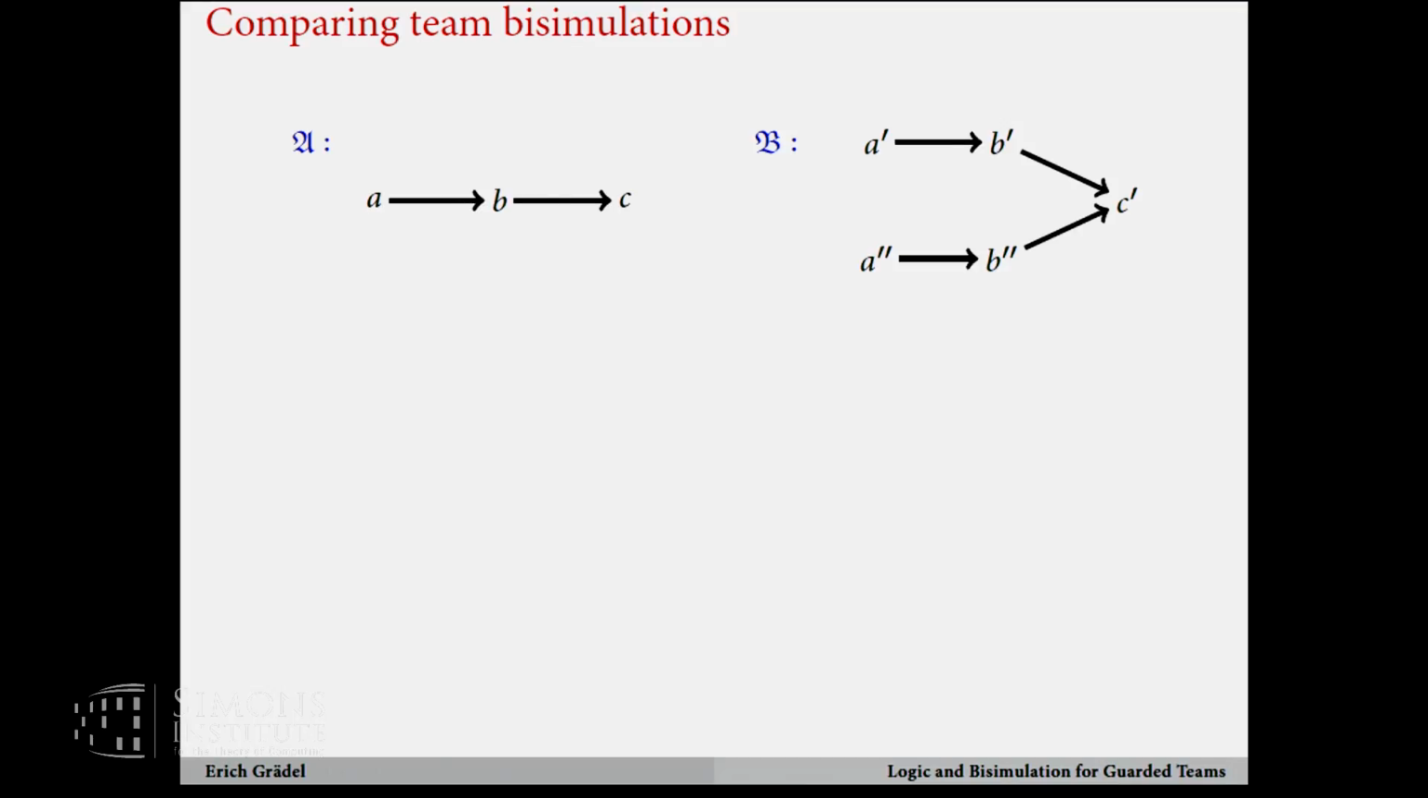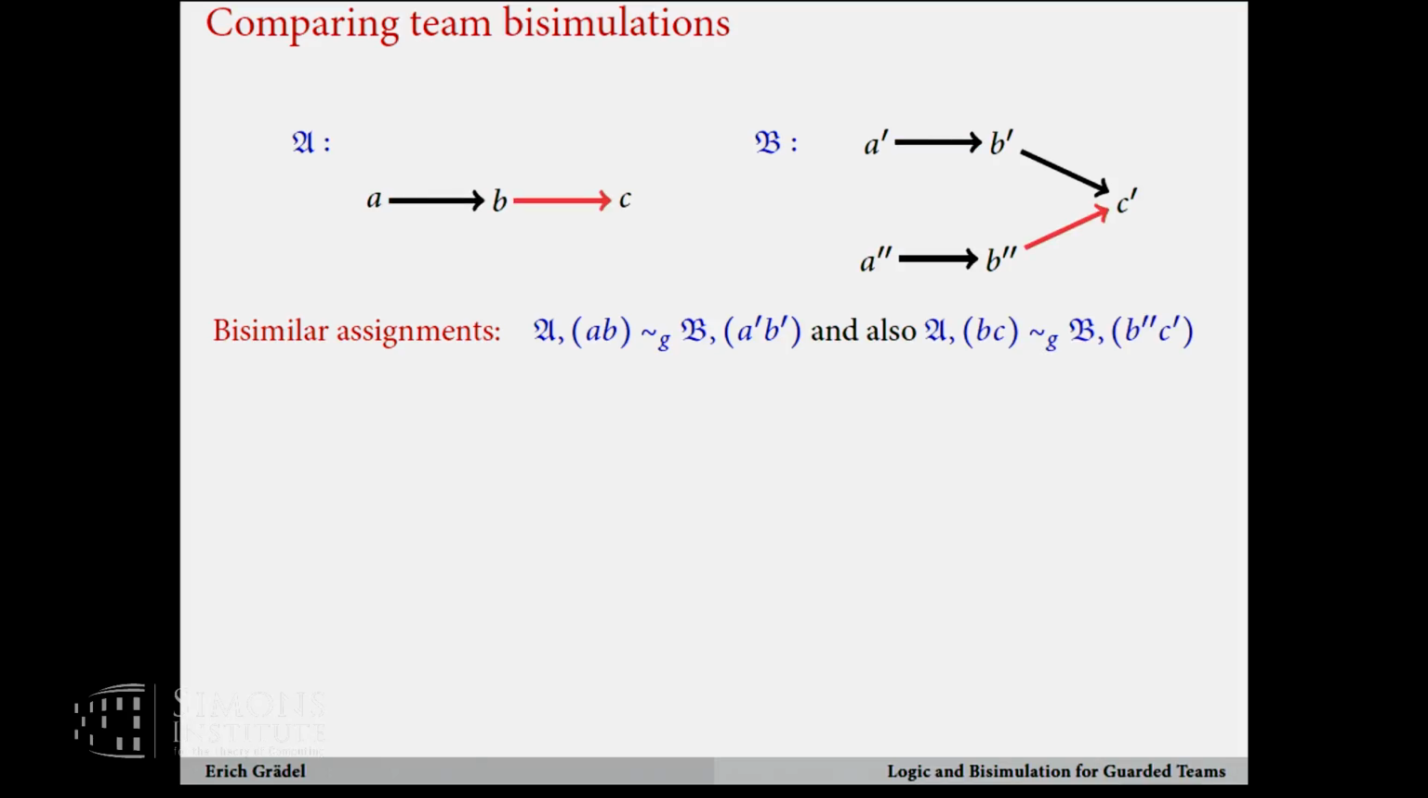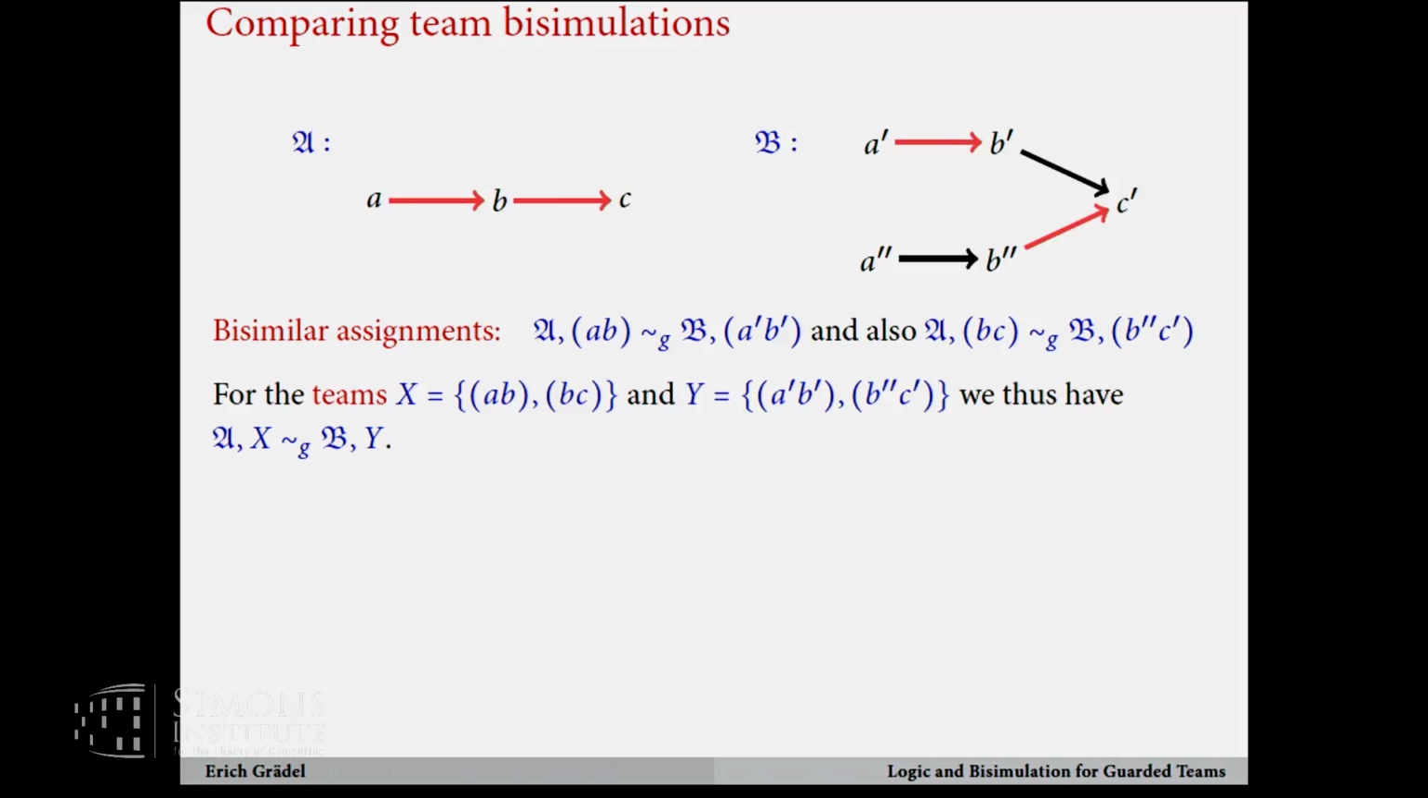So we have here two structures. When you take the assignment AB in one and the assignment A prime B prime, then these are bisimilar. You can do precisely the same things in two structures when you move these edges around. And also the other pair of red edges, BC and B double prime C prime, are bisimilar. Hence, when we take the teams that combine this, then they are bisimilar in the weak sense because they contain the same bisimulation type. But of course, they are not bisimilar in the strong sense. You can go from a red edge to another red edge, and you can't do that here.